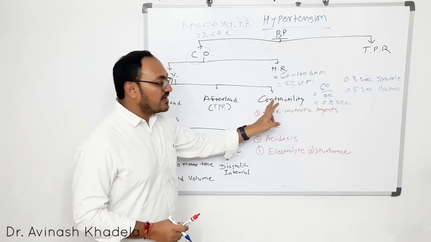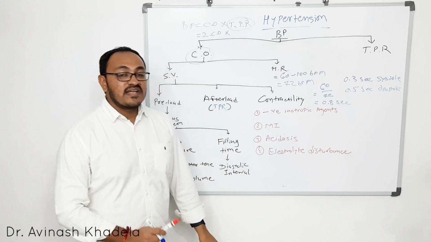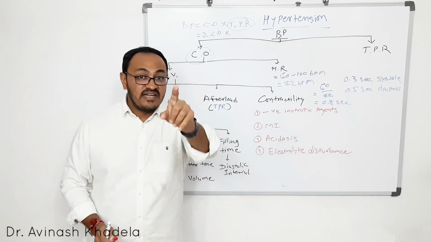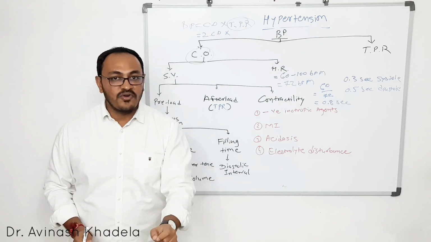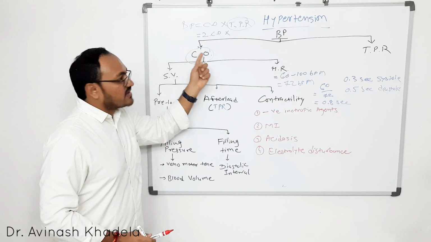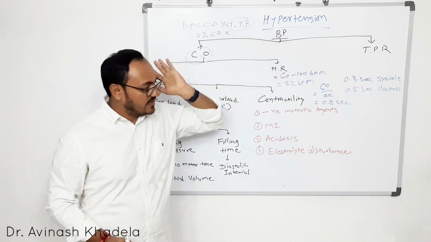Now contractility is affected when a patient is taking a negative inotropic agent. So if someone is taking a negative inotropic agent, it decreases force of contraction, it decreases contractility, it decreases stroke volume, and ultimately decreases cardiac output, it decreases blood pressure.